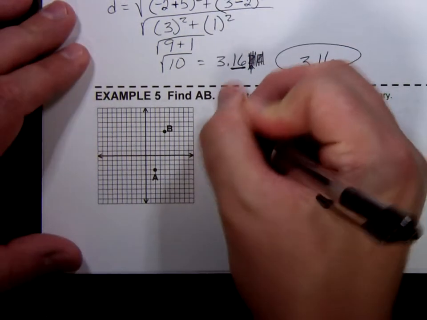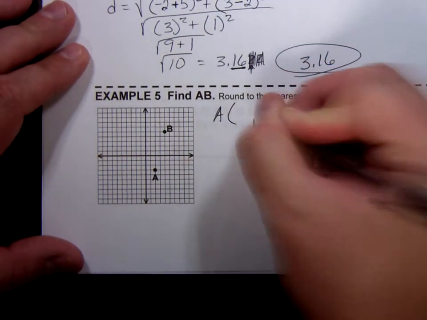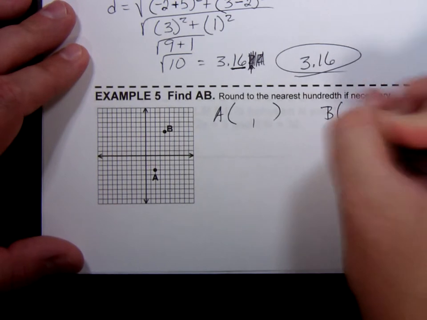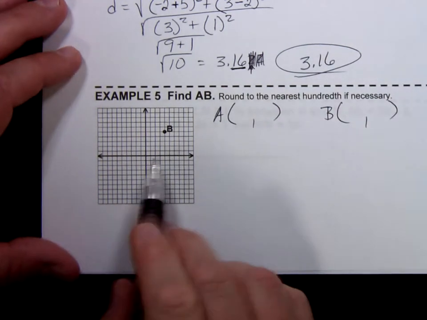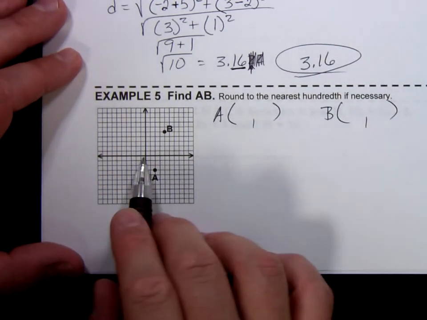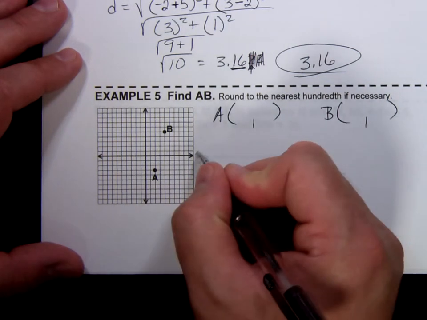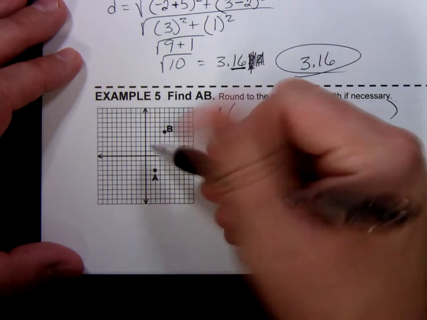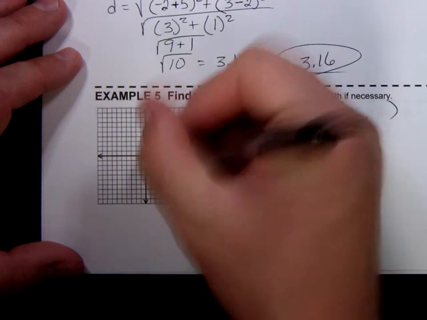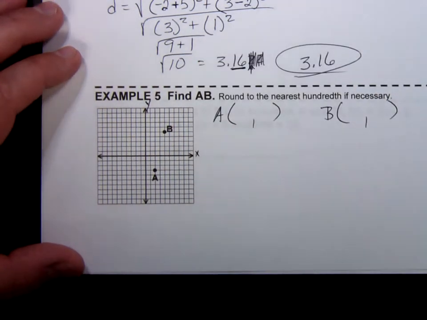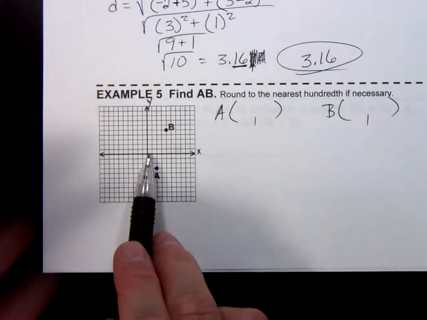So the first thing we need to do is write down the coordinates for A and write down the coordinates for B. So on your coordinate plane, your left and right is your x value, and that is the number that comes first. The up and down is the y value, and that is the second number. Okay, remember for x, if you go to the right, it's positive.